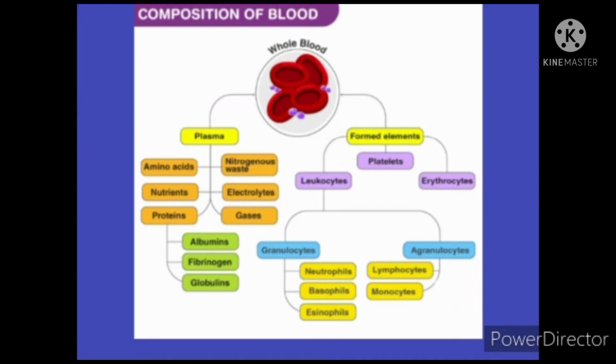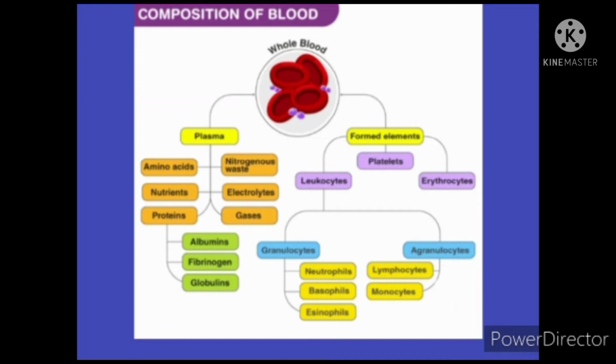So blood cells are also known as blood corpuscles. They are also called formed elements. Blood corpuscles constitute 45% of the blood. They are of three types: red blood corpuscles, white blood corpuscles, and blood platelets. When we talk about all these three, all of them are synthesized inside red bone marrow.